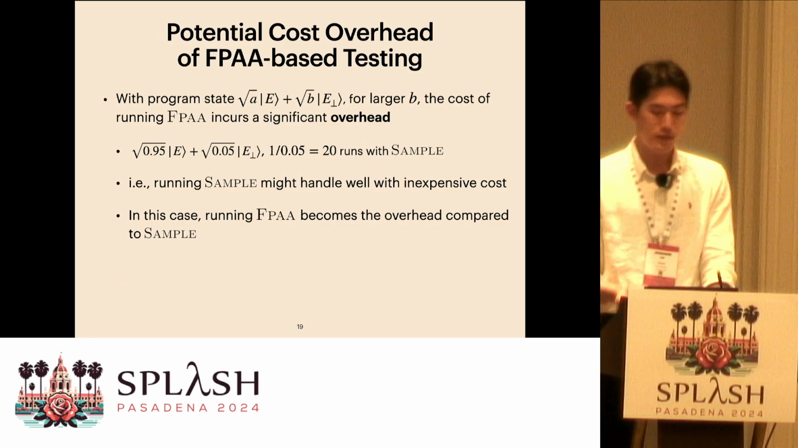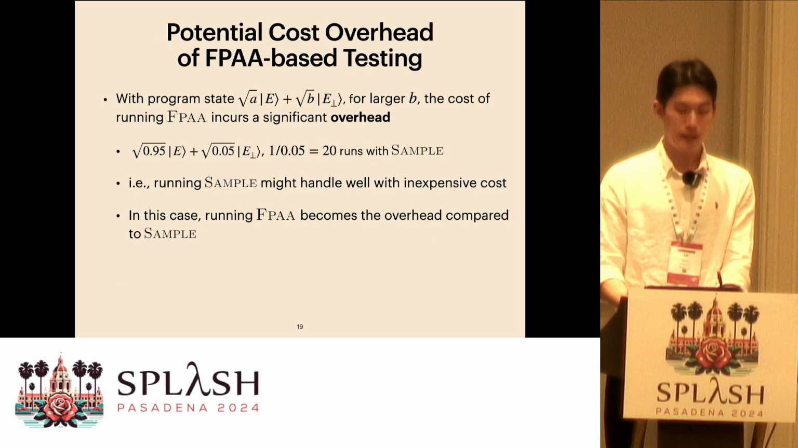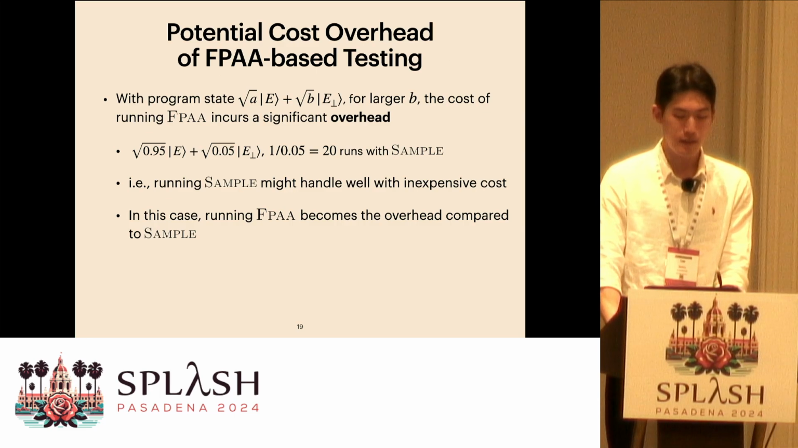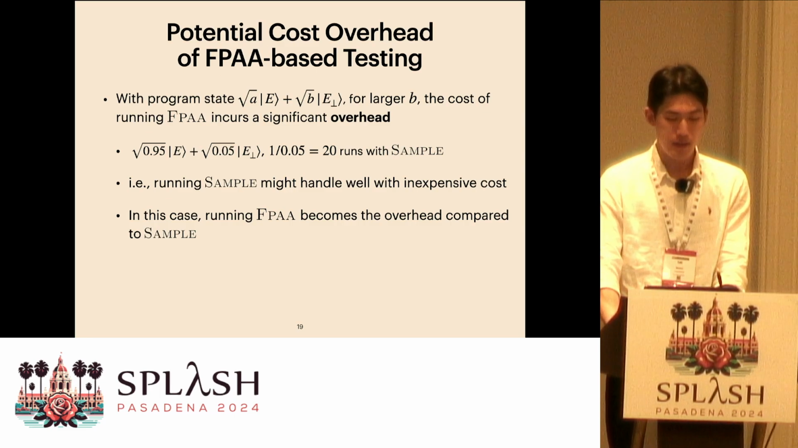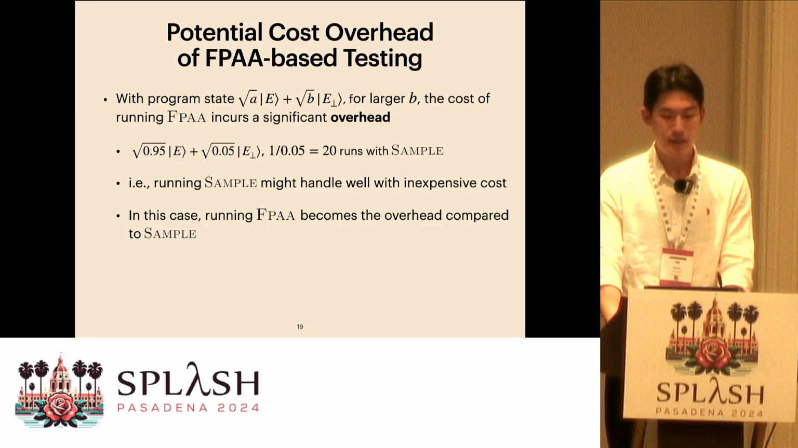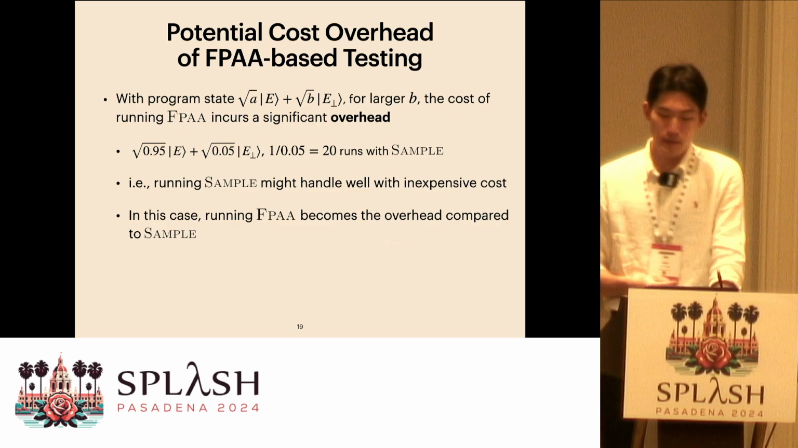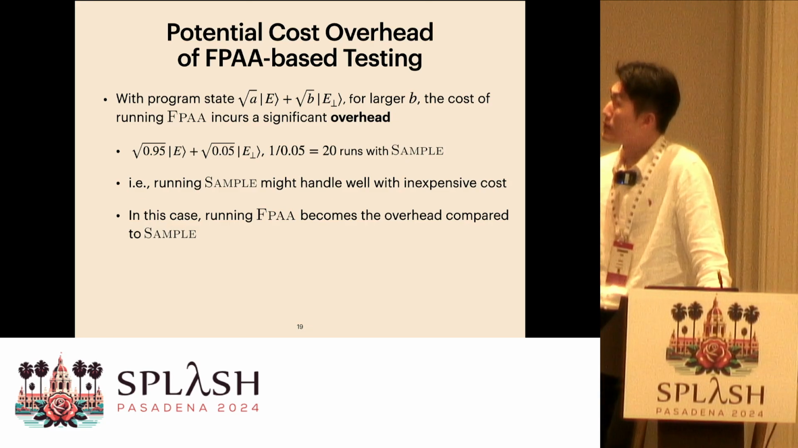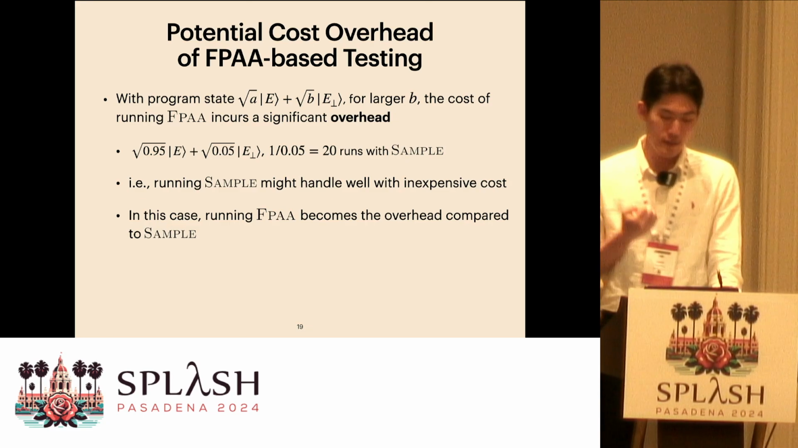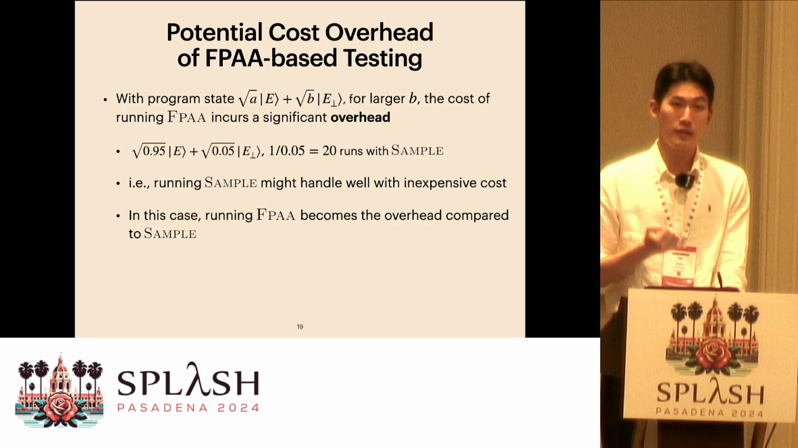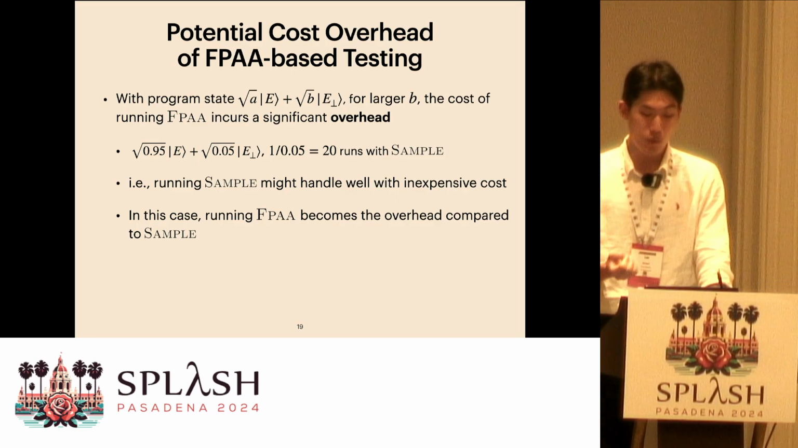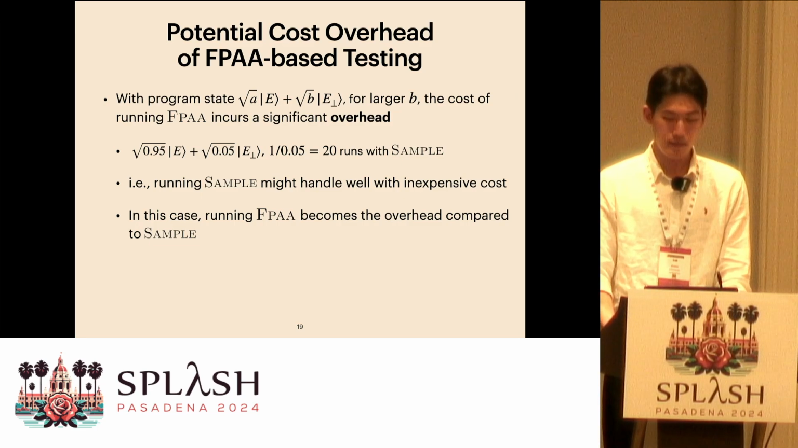The answer is, in some cases, using the FPAA is more expensive than the naive sampling method. If the probability of detecting eBootCat is high enough, fewer measurements are needed. For example, in this case, where B is 0.05, we could consider simply using naive sampling with 20 measurements, which is quite worthy of consideration.